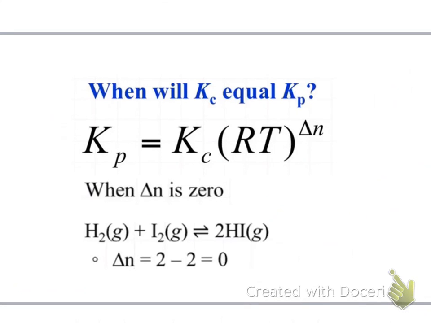Okay, so here's an example of when Kc and Kp are equal. I have 1 mole of H2 plus 1 mole of I2 becoming 2 moles of HI. So my product moles is 2, my reactant moles is 2. When I subtract them, I get 0. So this whole thing becomes 1, so Kp equals Kc.